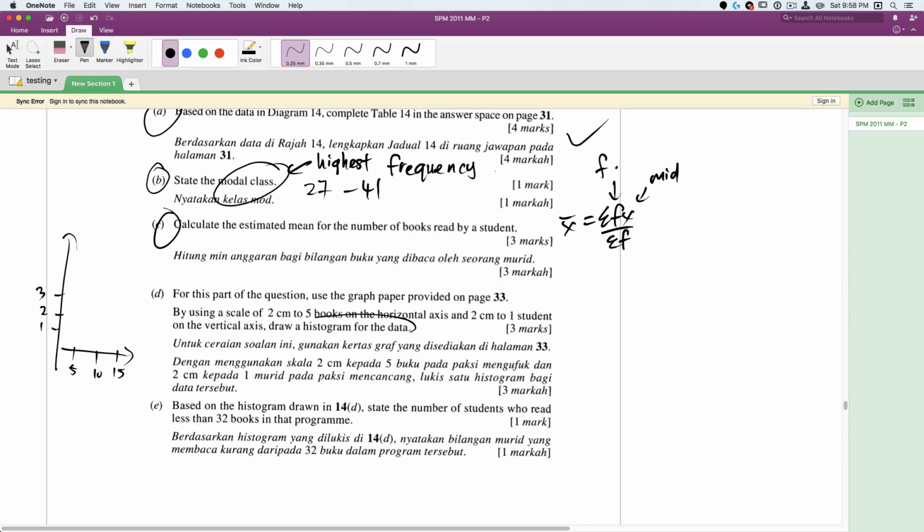Draw a histogram. For a histogram, you can either use boundary to do it or you use midpoint. But in this case, we already found the midpoint, so I'm going to use the midpoint to draw. When I draw the histogram, I'm using midpoint. What I will always confirm is, this is the histogram, right? The middle one is my midpoint.